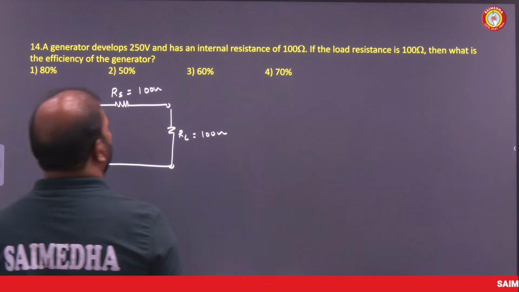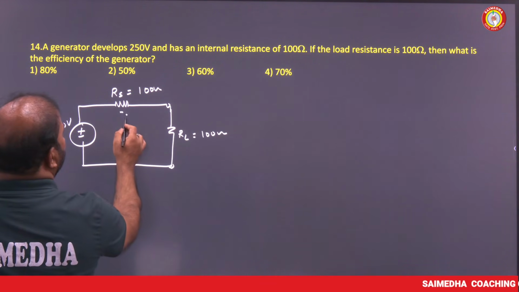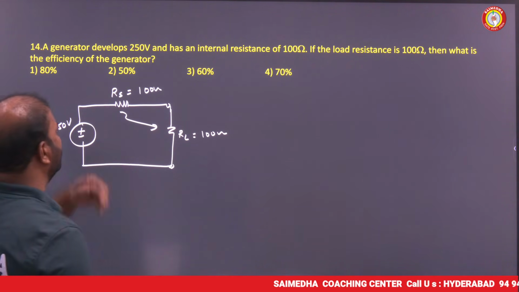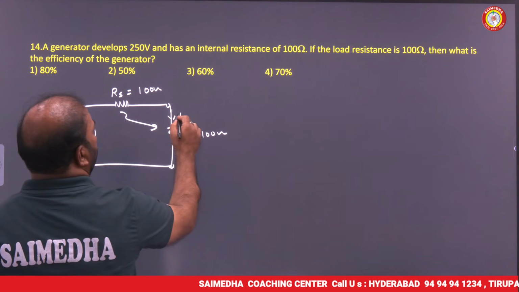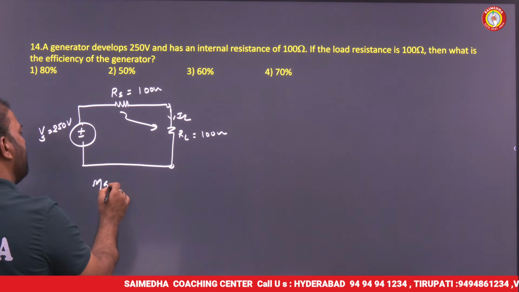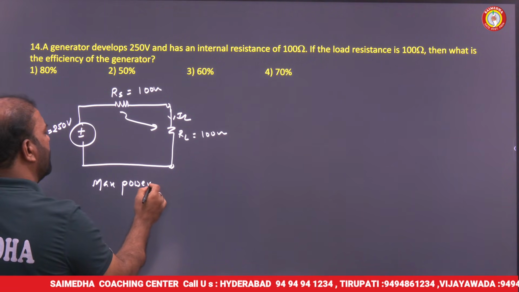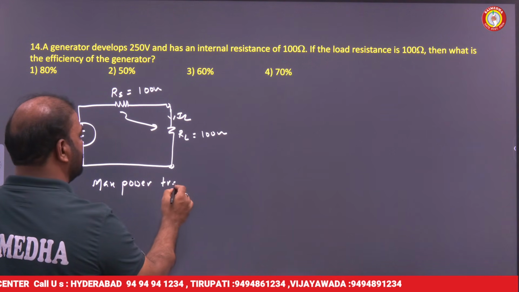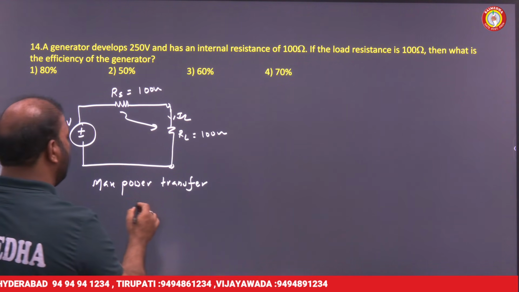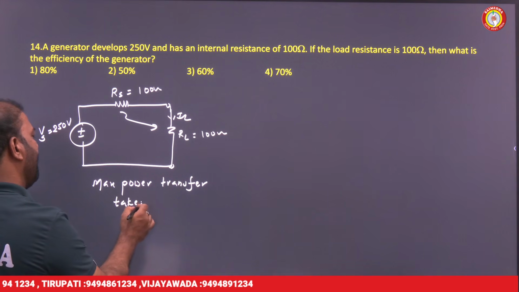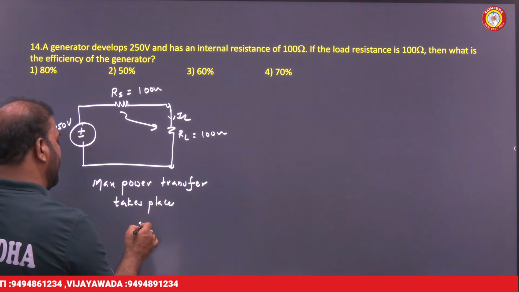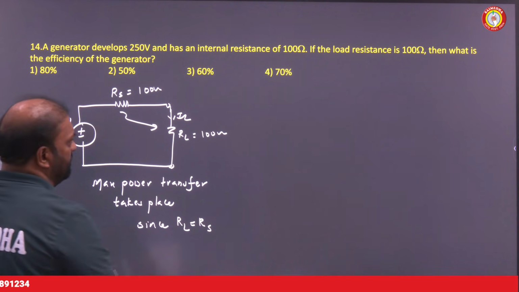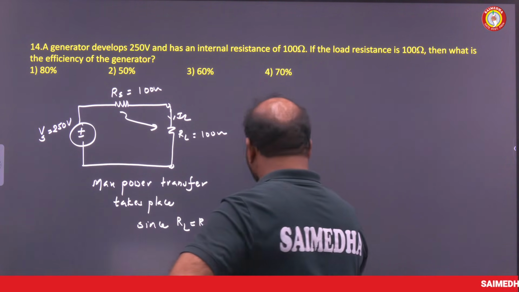So since both are the same here, maximum power transfer takes place when RL is equal to RS. Maximum power will be delivered to the load. So maximum power transfer takes place since RL is equal to RS.